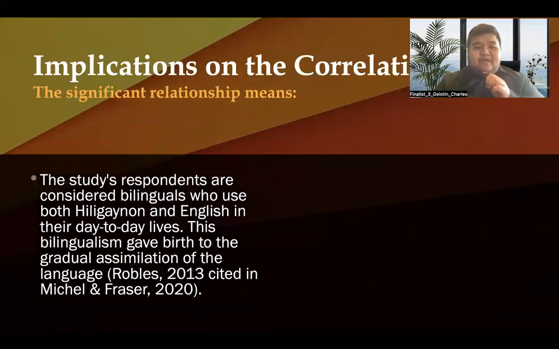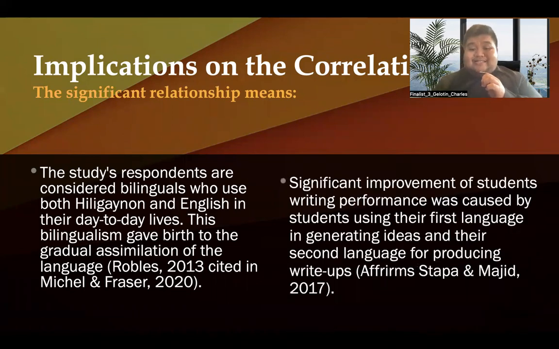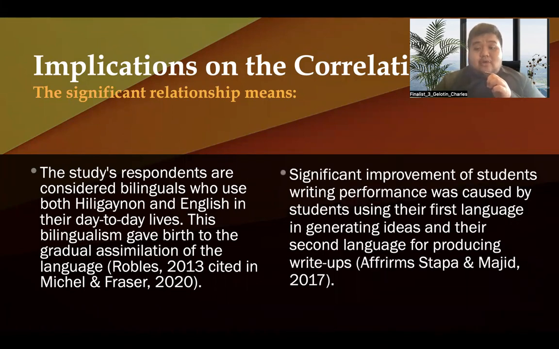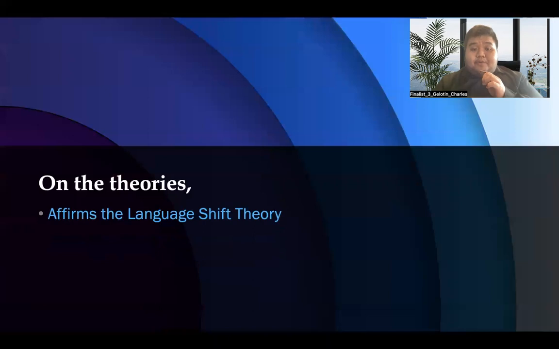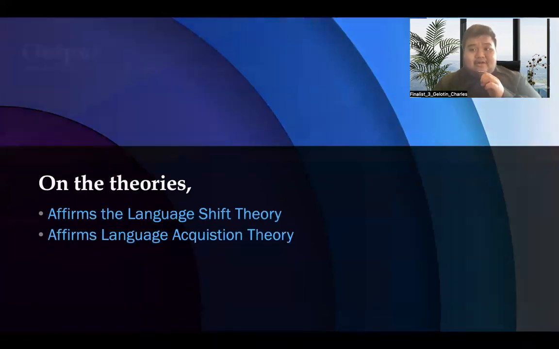Implications on correlation. The study's respondents are considered bilinguals who use both English and Hiligaynon in their day-to-day lives. This bilingualism gave birth to the gradual assimilation or abandonment of the language. And second, the improvement of the students' writing performance was caused by the students using their first language in generating ideas and their second language for producing write-ups. On theories, we affirm both of our languages, the language theory and language acquisition theory.